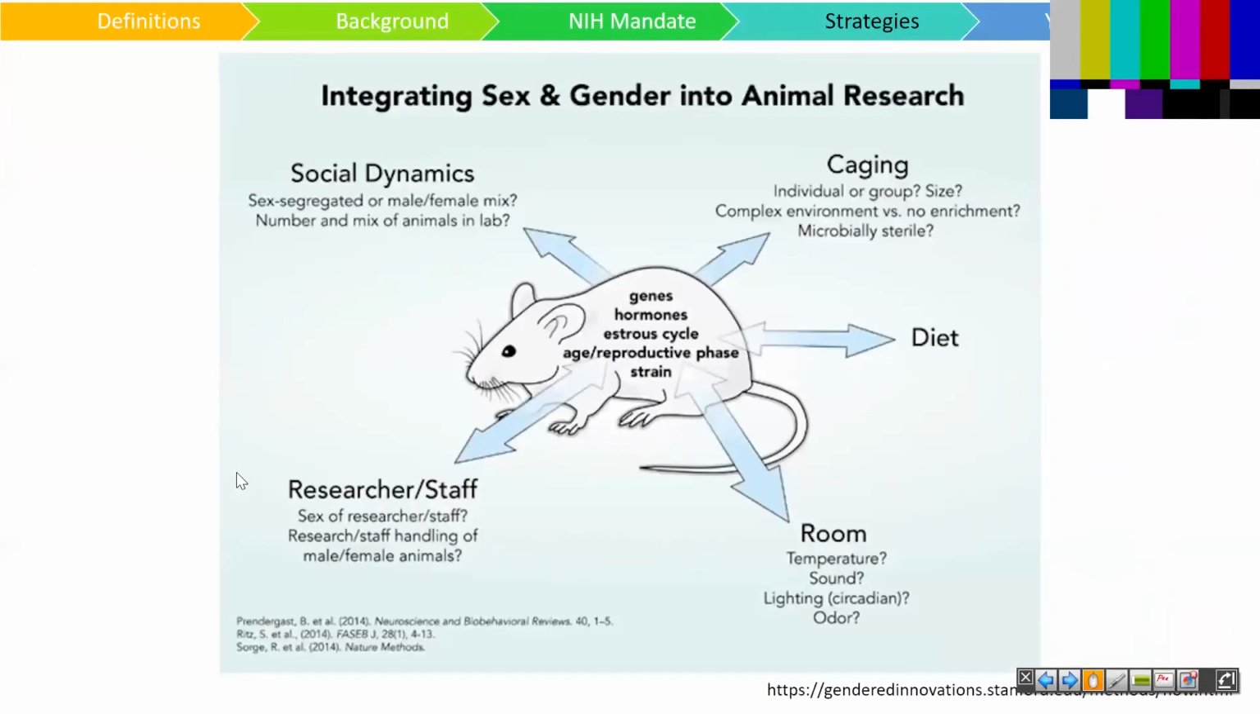So I like this picture because it shows you a bunch of different ways by which sex may be influencing your research. This is another good place to start if you have no idea where sex might be influencing your experiments. This one is talking about some of the independent variables that we usually conveniently pretend don't exist. So things like the sex of your researcher or staff who's working with your animals.